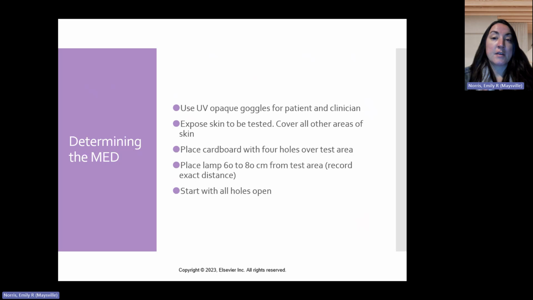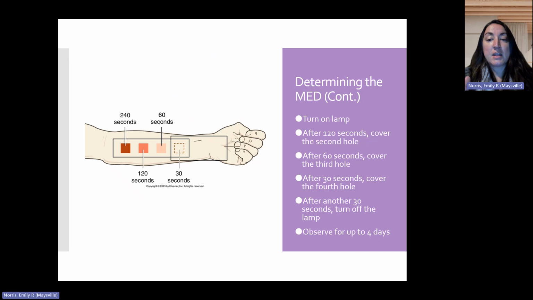You turn on the UV lamp and all holes are uncovered. And then you cover up the holes after certain durations. So the first one you cover up after 120 seconds, and then 60 seconds later you cover the next, and then another 30 seconds you cover one, and finally after another 30 seconds you just turn the lamp off and you observe how their skin reacts to that over a 4-day period.